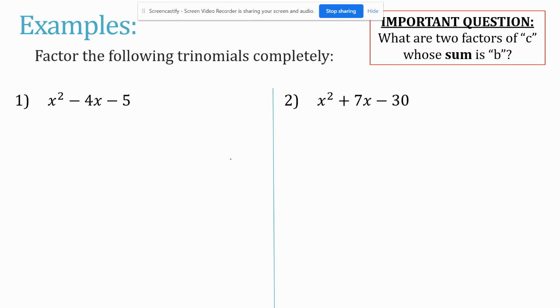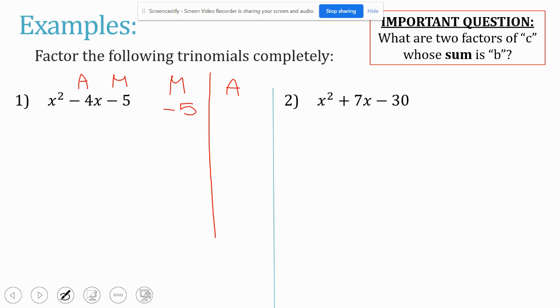Right now I'm going to create my little table. I want two numbers that when I multiply them give me negative 5, and when I add them give me negative 4. I'm going to make my table. Start with your multiplication. We want two numbers that when we multiply them give us negative 5. So I'm going to do 5 times negative 1.